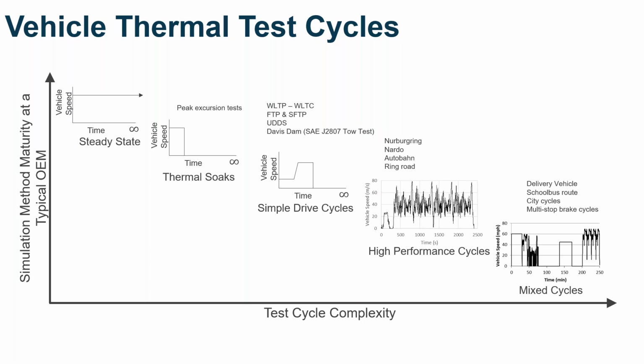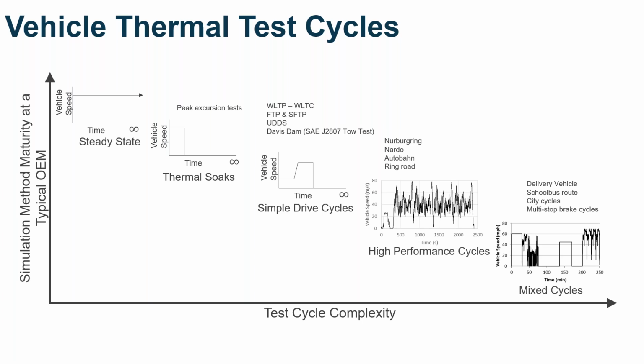Now today, we don't just talk about a steady state temperature or a peak load temperature. Instead, we talk about things like a peak excursion test or thermal soak conditions, where we drive the vehicle, then come to a quick stop and key off and let the parts rise and fall in their natural progression. In addition to that, we've got a number of simple derived cycles, things like emission cycles, like the WLTP, the FTP, or things like the trailer tows, like the Davis Dam, which is also known as the SAE J2807 test.